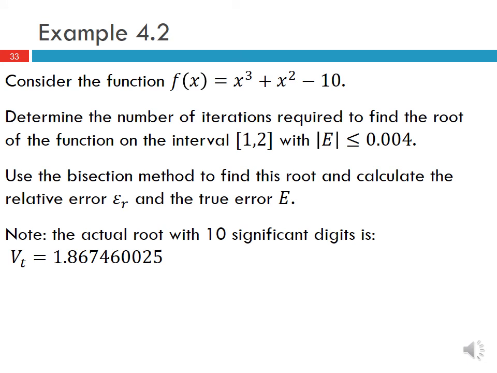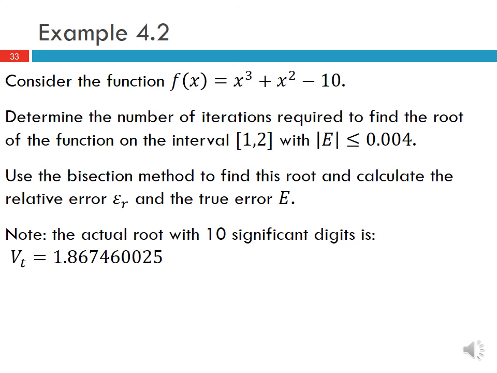So we can see another example here. Here we've got a polynomial function, f of x is x cubed plus x squared minus 10. And we want to determine first the number of iterations required to find a root of the function on this interval from 1 to 2 with the absolute value of the error less than or equal to 0.004. So without knowing the true value, without knowing what the root is, if I say that I want to guarantee that the true value of the error is less than or equal to 0.004, how many iterations is that going to take?